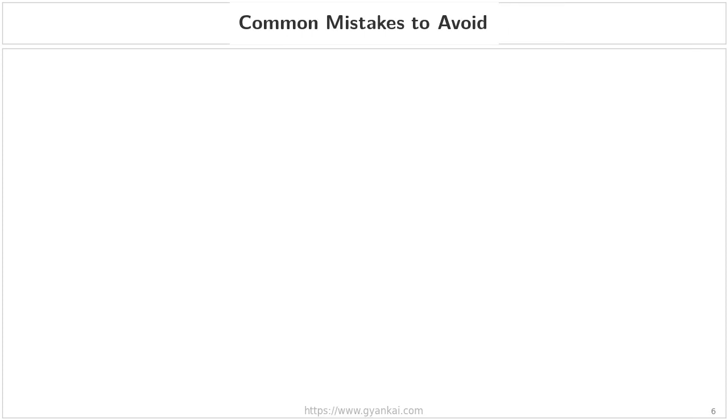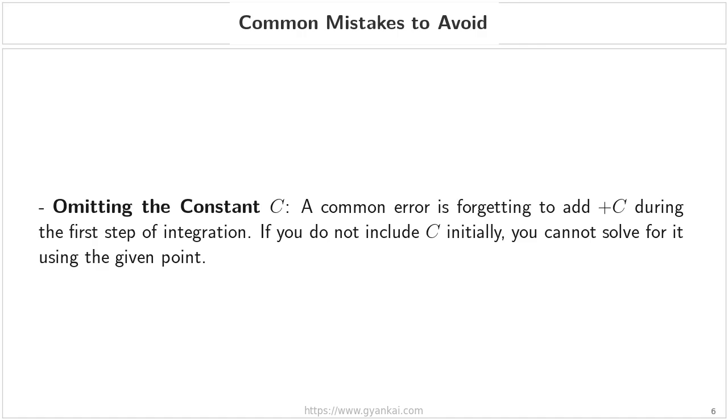Common mistakes to avoid. First, it says omitting the constant c. Now, this is huge. A very frequent mistake is forgetting to add plus c after you perform the integration. Remember, when we find the indefinite integral, the general antiderivative, we always add that constant of integration, c, because the derivative of any constant is 0. So, infinitely many functions can have the same derivative.